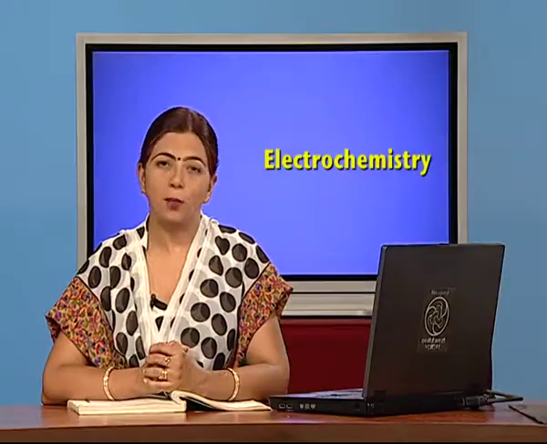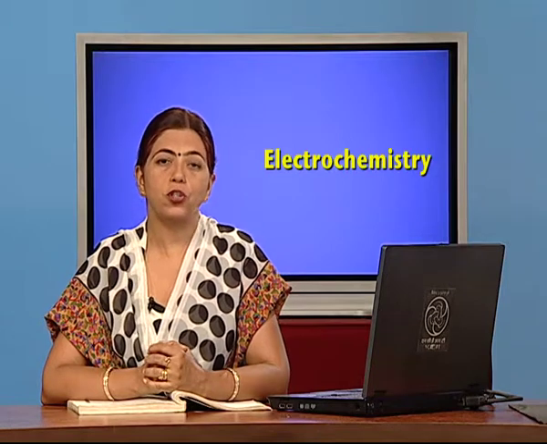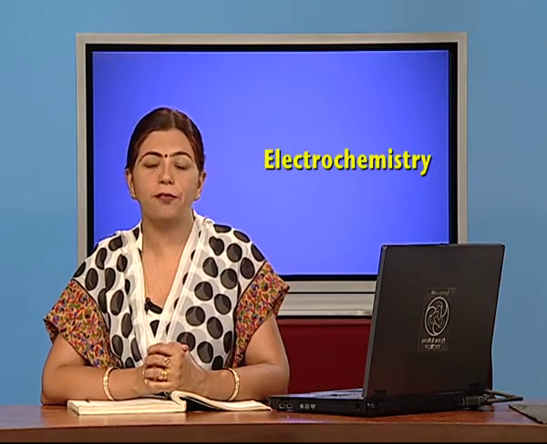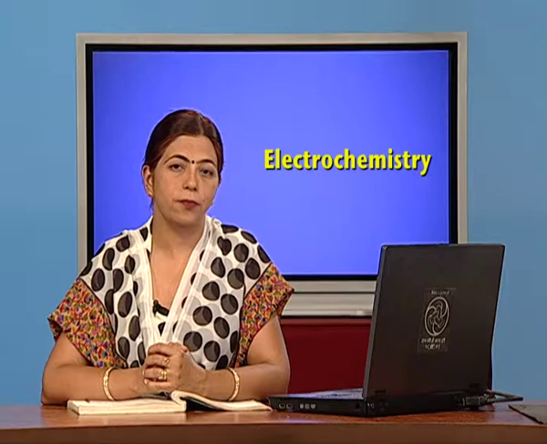The cells and the batteries we are using in day-to-day life. We use a dry cell in the transistor or in the torch, or we use a small mercury cell in our wristwatches or the hearing aids. The battery is the combination of two or more galvanic cells in the series.